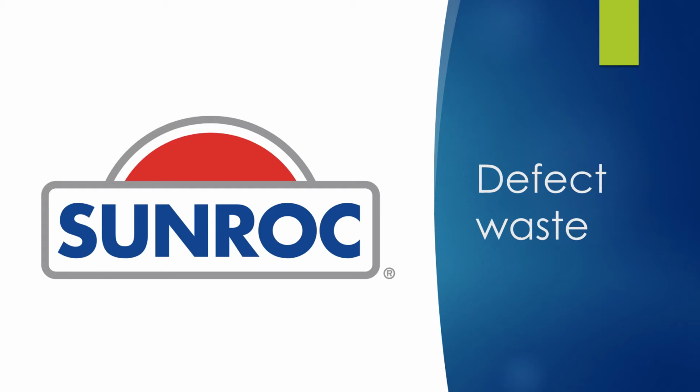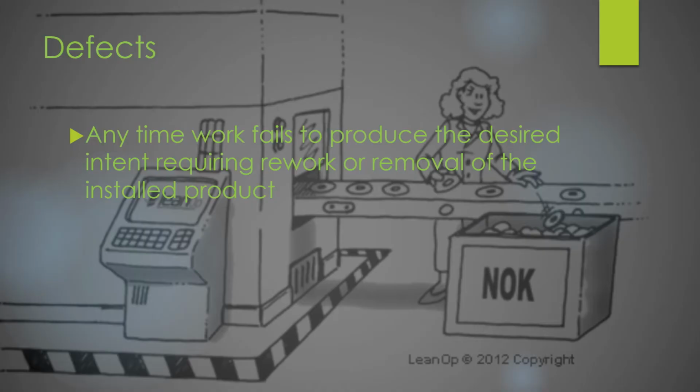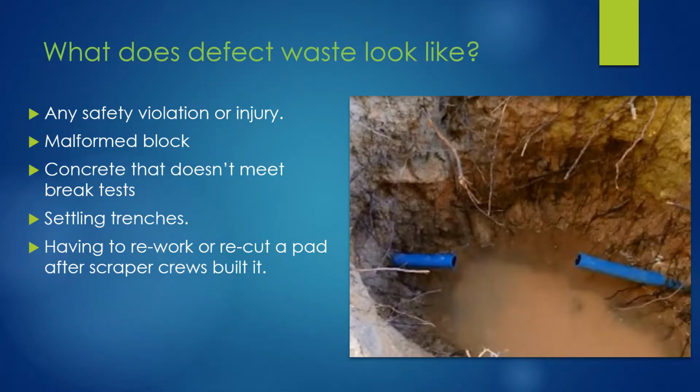This video is about defect waste. Defect waste occurs any time that the work fails to produce the desired intent, requiring rework or removal of the installed product. So what does defect waste look like at Sunrock?